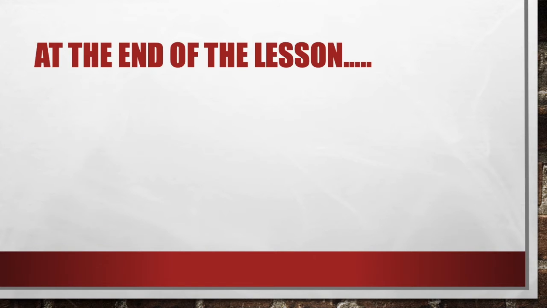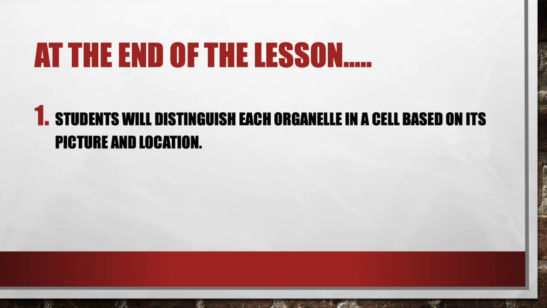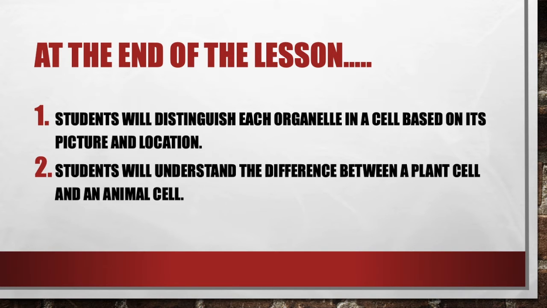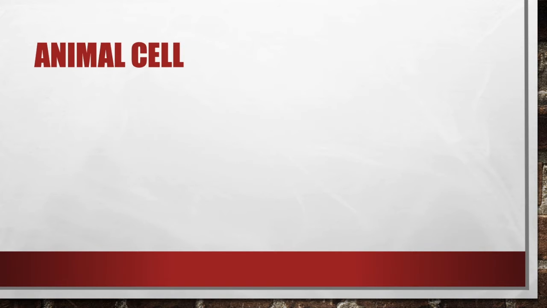So what I'm going to need you guys to do is go ahead and get that piece of paper that I have for you and hold on to it because you're getting ready to start filling out those pictures. So by the end of this lesson, you should be able to distinguish each organelle, and you should also understand the difference between a plant cell and an animal cell. So we're first going to start off with the animal cell.